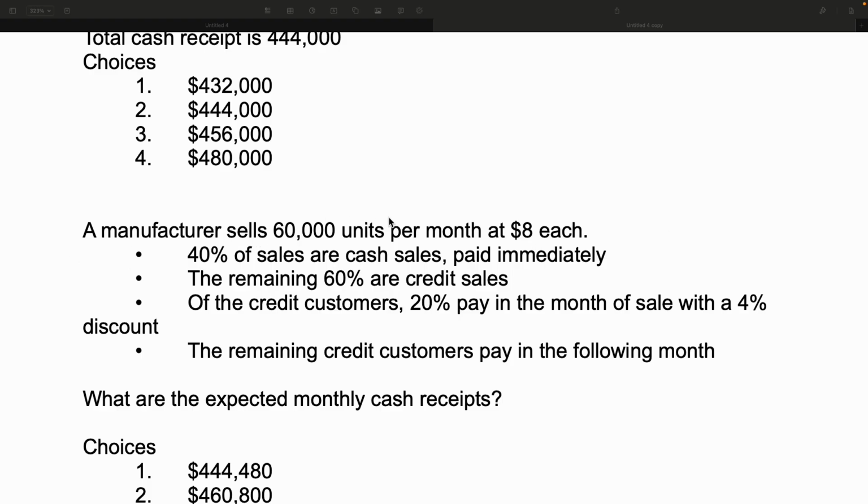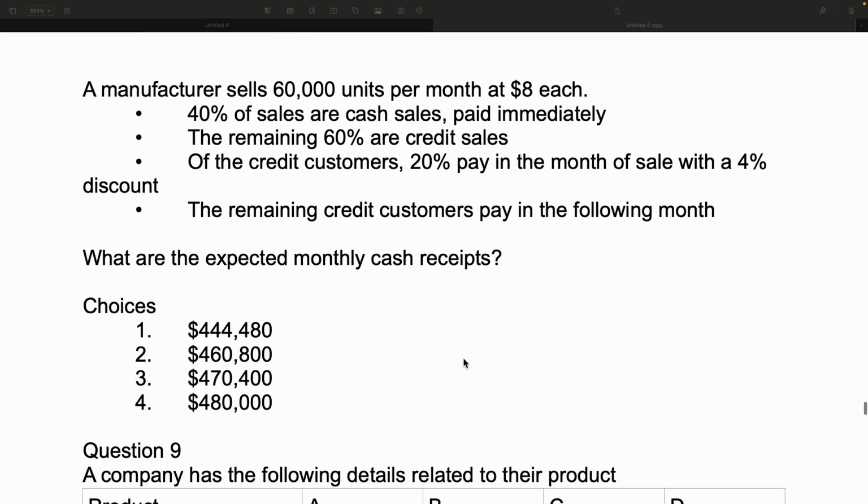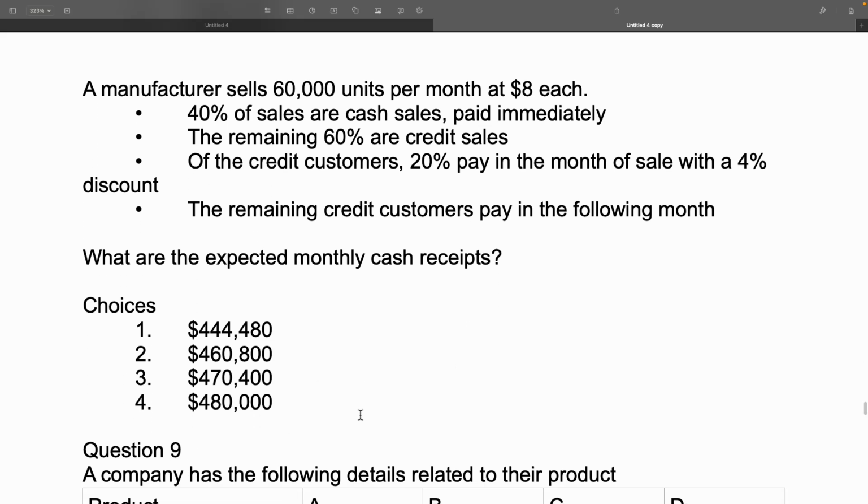A manufacturer sells 60,000 units per month, $8. 40% are cash sales paid immediately. Remaining 60% are credit. Of the credit, 20% pay in the month of sale at a 4% discount. Remaining credit customers pay in the following month. What is the expected monthly cash receipt?